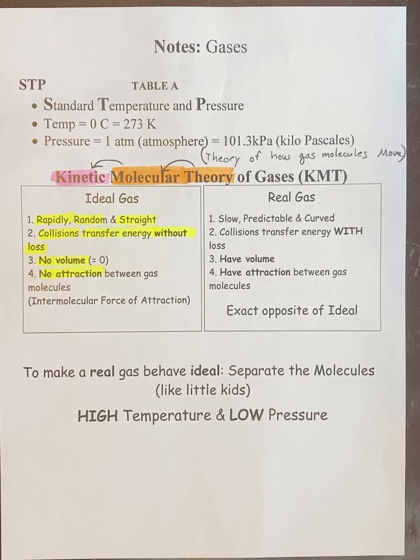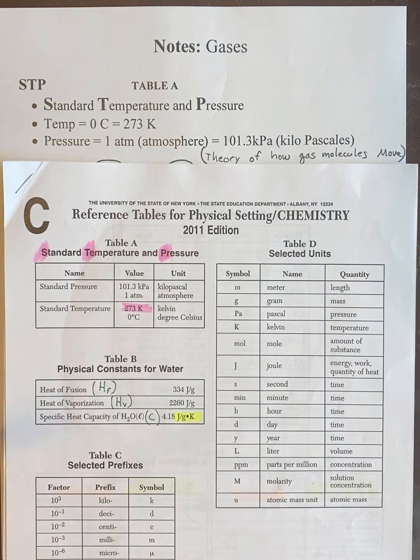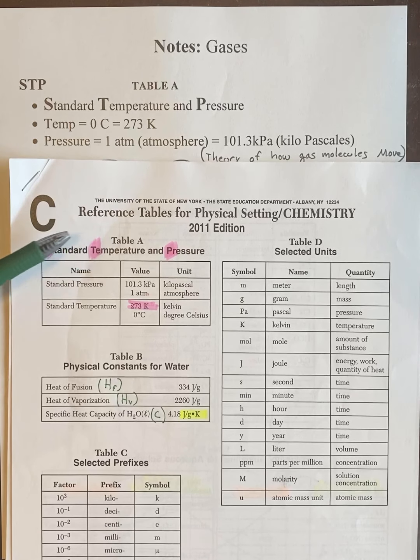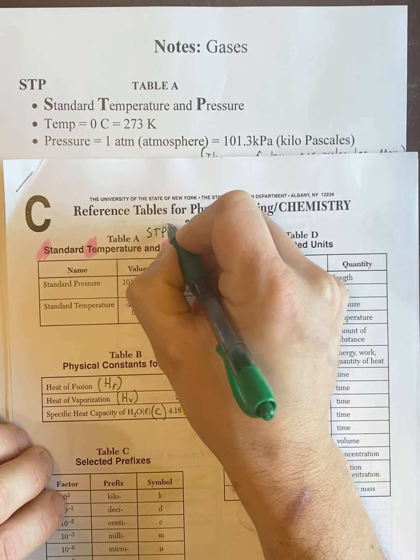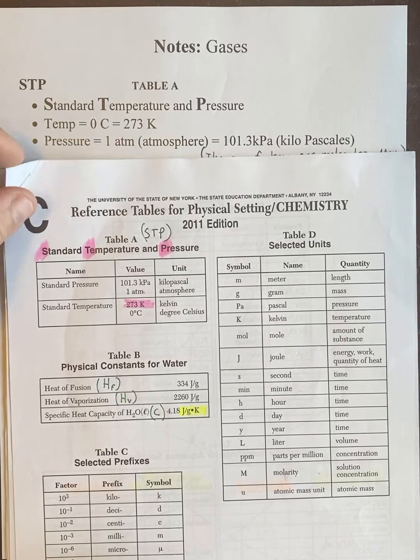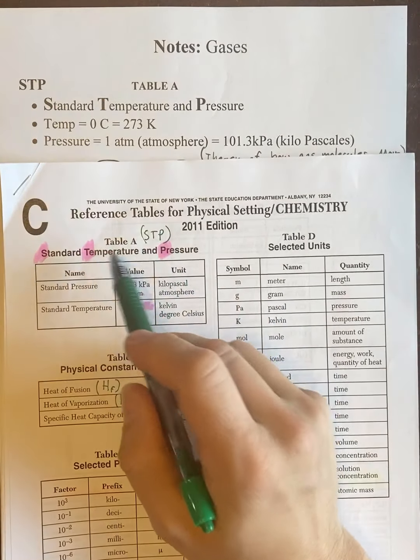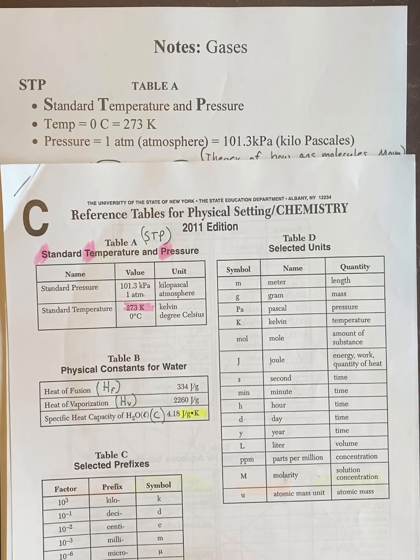All right, and so you see this a lot. It can be put into almost any question, whether you use it or not. It's found on your reference tables on the front page. It's actually the very first table, Table A, Standard Temperature and Pressure. You may want to highlight the S, the T, and the P, or you could always put STP off to the side on it, just so that you know. Because sometimes they'll abbreviate it, and other times they'll actually write it out, so it depends on what they do.